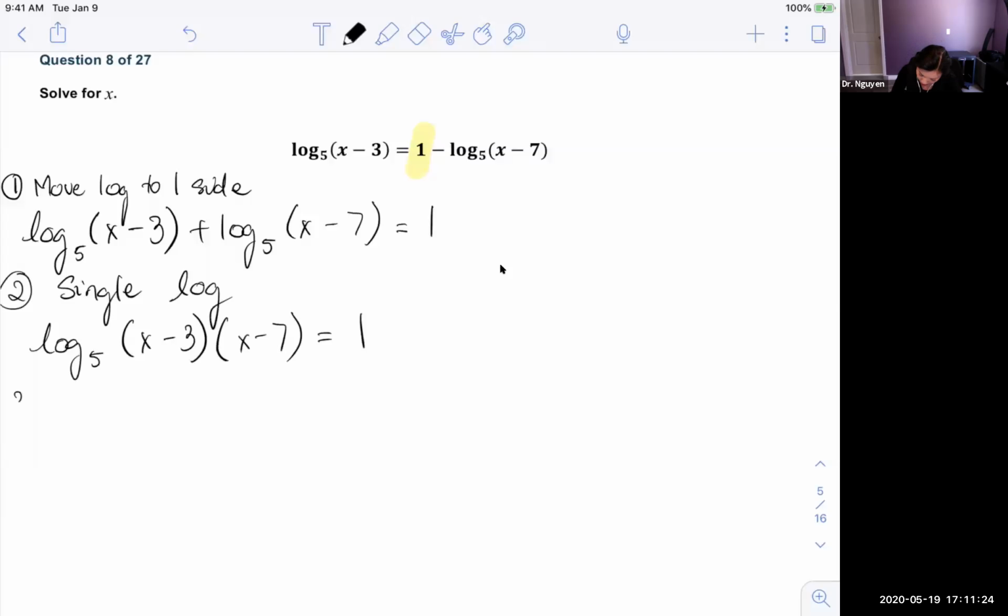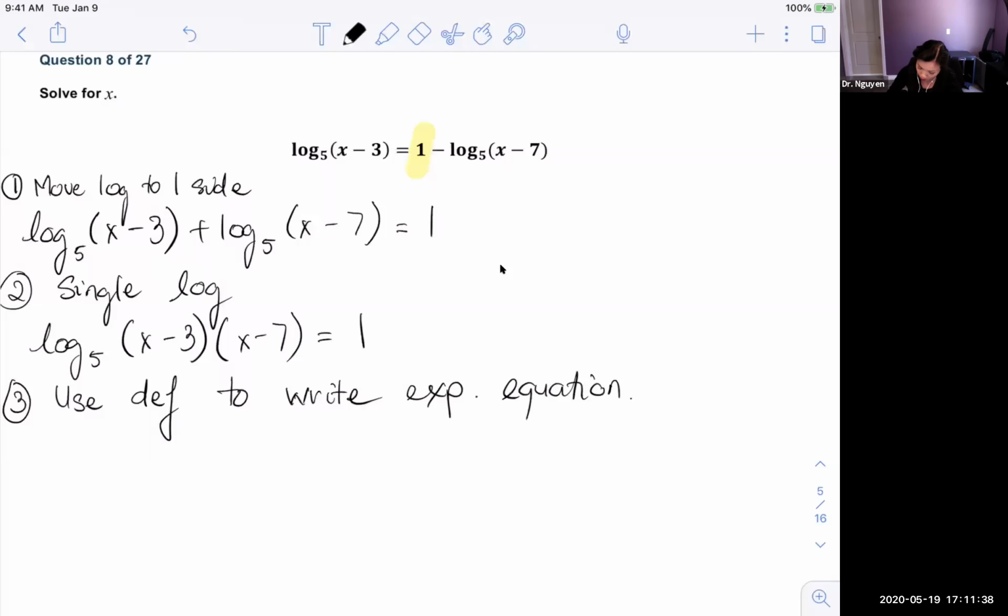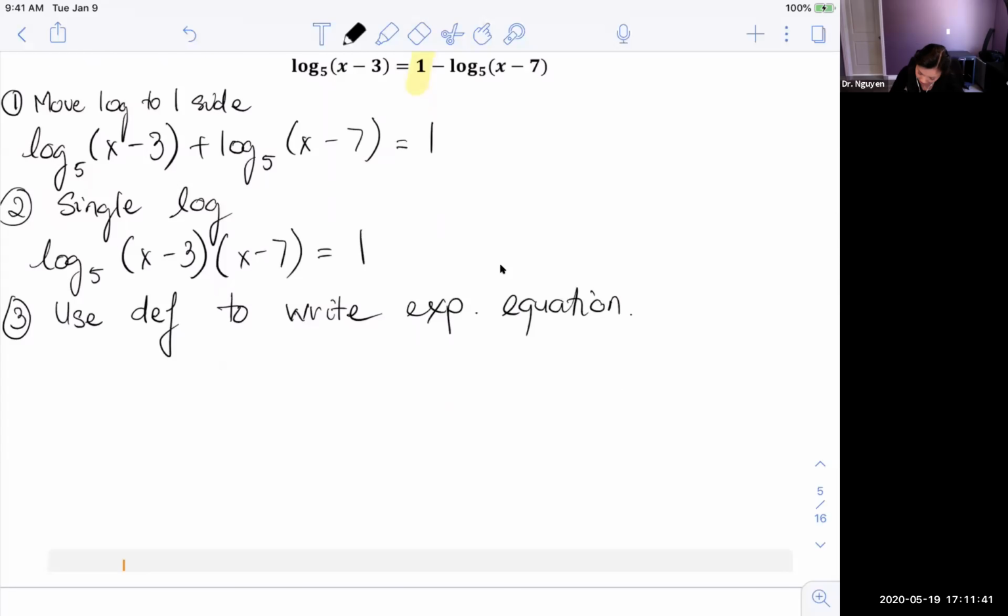Third, you use the definition to write the exponential equation, just like the previous problem. So what I have is 5 to the first power equals (x minus 3)(x minus 7). You're going to end up with a linear equation or a quadratic equation. If you can't recognize right away, of course, when you see parentheses, you have to FOIL, right? So I have x squared minus 10x plus 21.